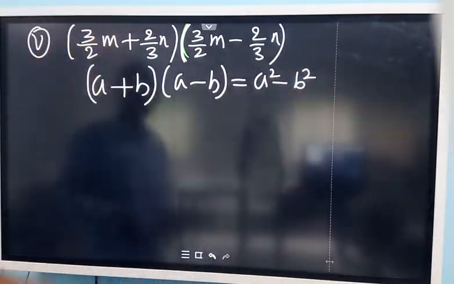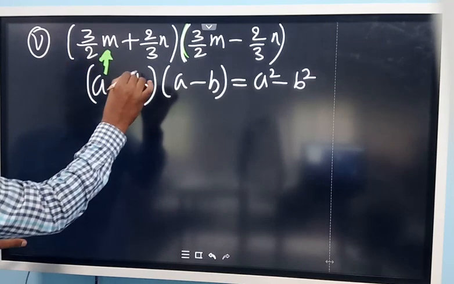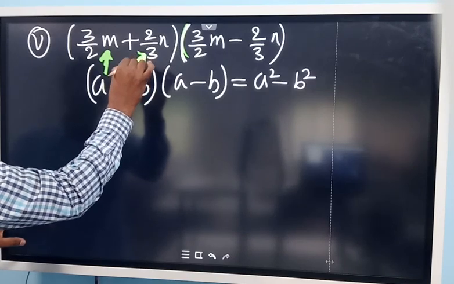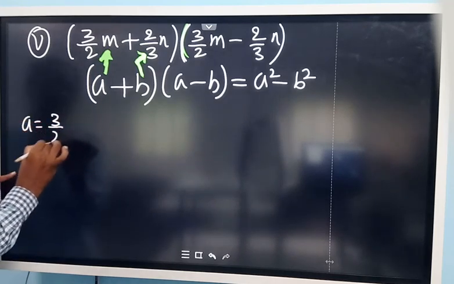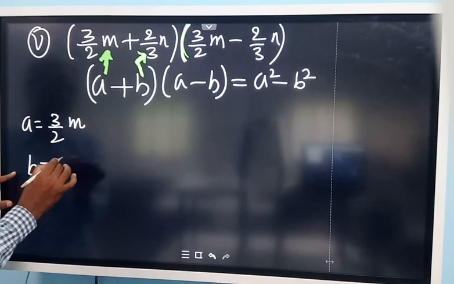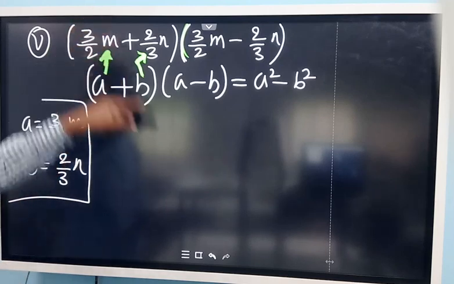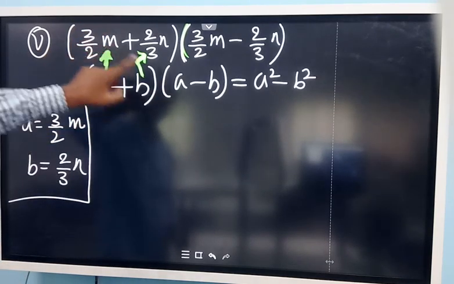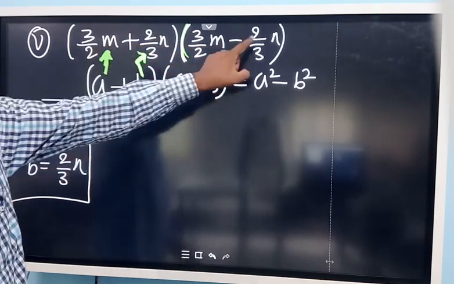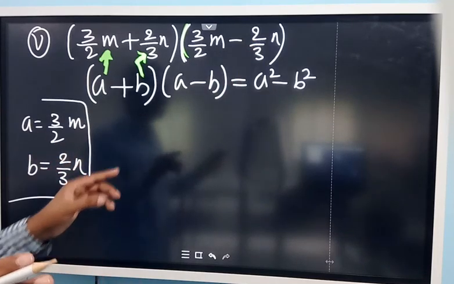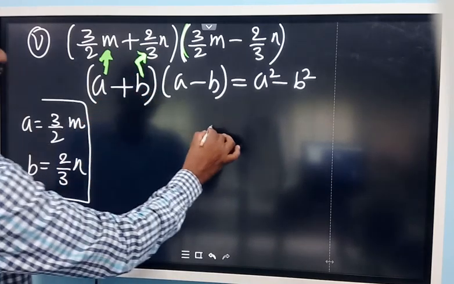Now you compare this one and identify the values of a. In place of a, what can you write? We can write 3 by 2m. In place of b, you can write 2 by 3n. So that means a can take the value 3 by 2m, b can take the value 2 by 3n. This is by comparing. Look at this, a value 3 by 2m. Here also 3 by 2m. What is the value of b here? 2 by 3n. Very simple. What is the answer?